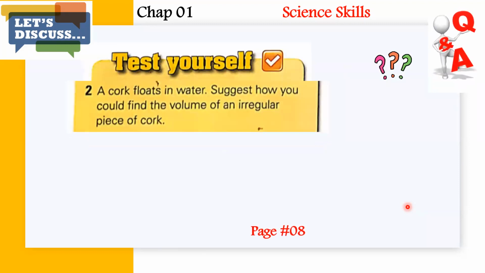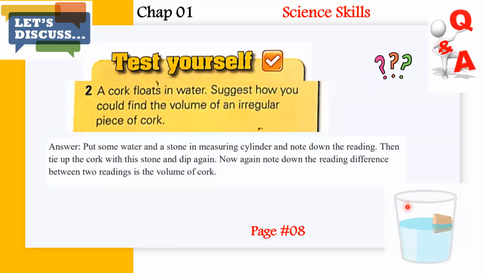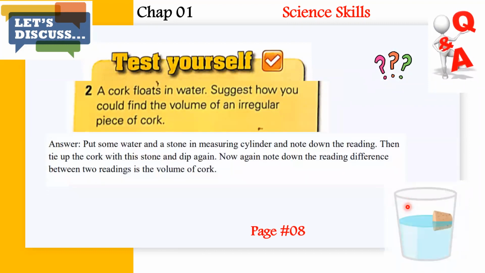A second question: a cork floats in water. Suggest how you could find the volume of an irregular piece of cork. Put some water and a stone in the measuring cylinder and note down the reading. Then tie the cork with the stone and dip again, and note down the reading. The difference between the two readings is the volume of the cork. This is how you can find the volume of a cork.